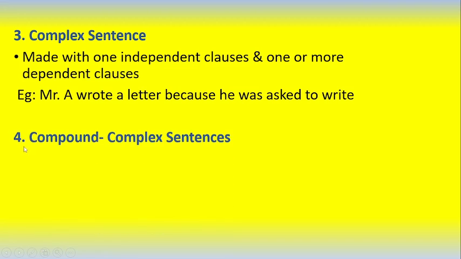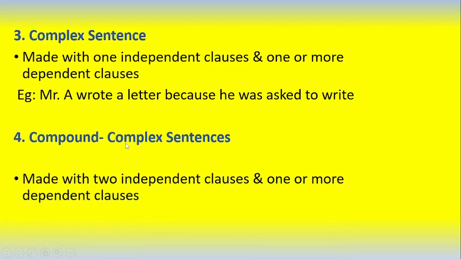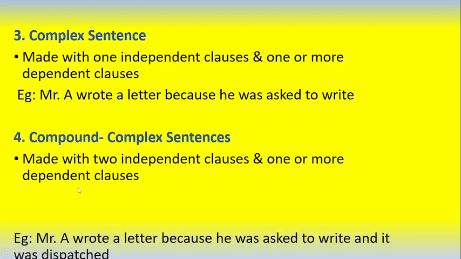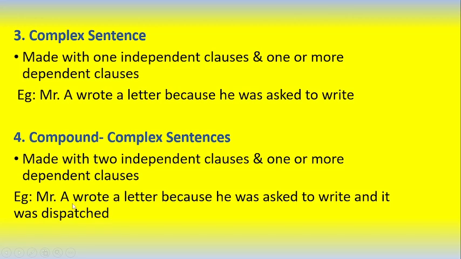Now let us understand the fourth one, that is the compound complex sentence. What is a compound complex sentence? It is a combination of a compound sentence and a complex sentence. A compound sentence means there should be two independent clauses. A complex sentence means there should be one independent and one dependent clause. Now let us understand by an example. Mr. A wrote a letter because he was asked to write and it was dispatched.